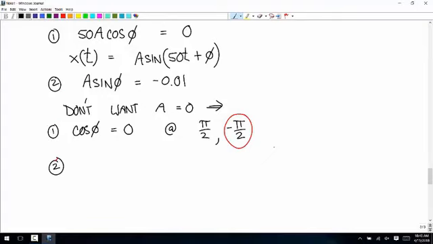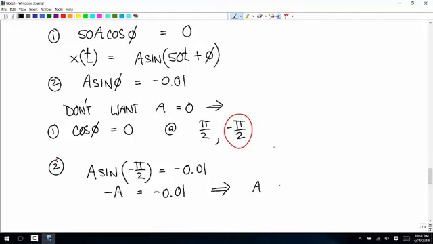Equation 2 says a times the sine of negative pi over 2 is equal to negative 0.01. So that says negative a is equal to negative 0.01. So a is equal to 0.01.